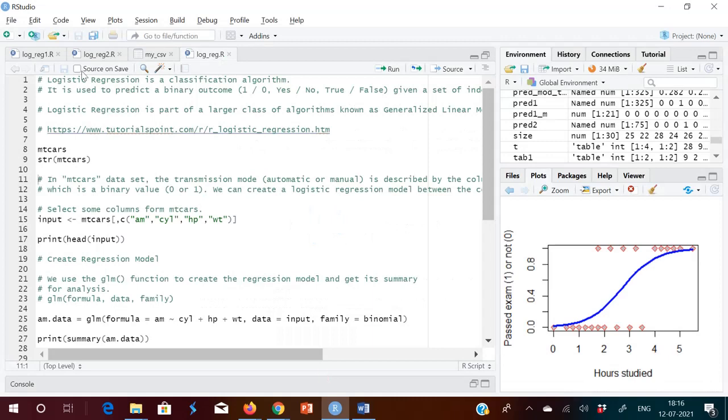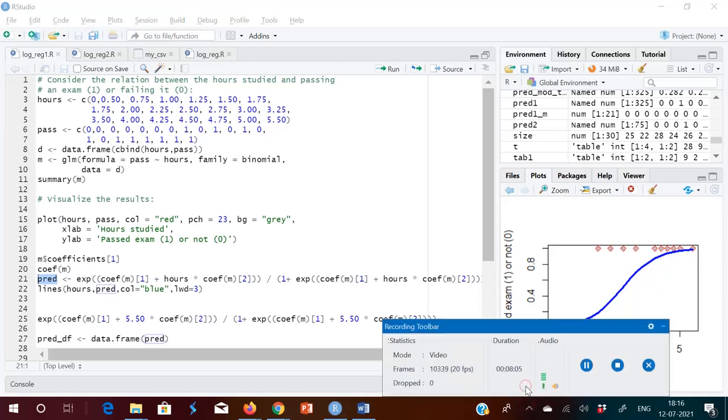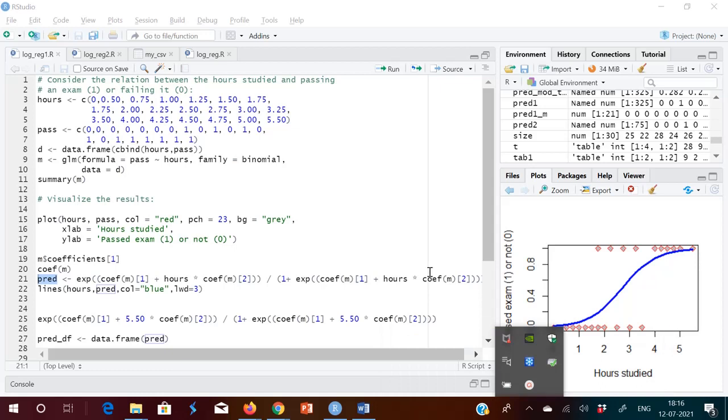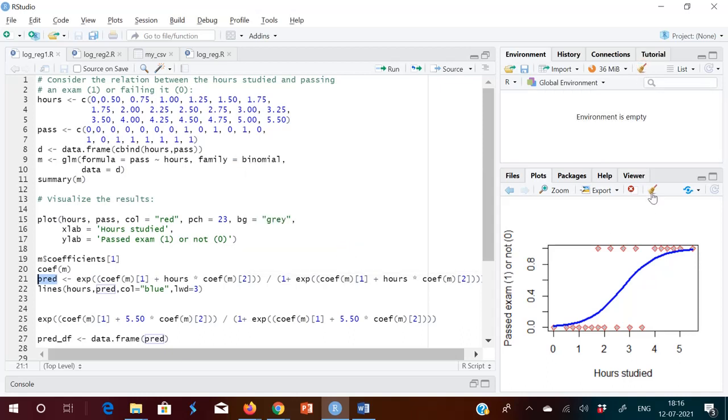Okay, so I am going to do a small example, and then let us see how we are understanding it. How many minutes has it gone? Only 8 minutes. Okay. I'm going to clear everything here, and clear the plots also.